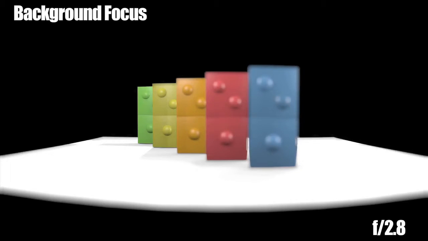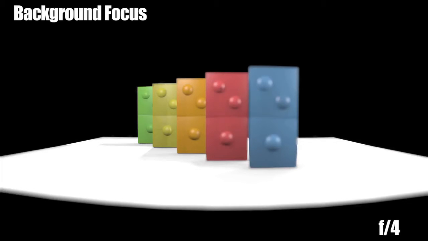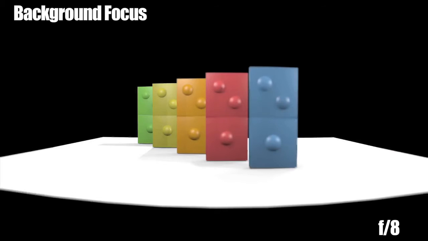If we change the camera's focus now to the green domino in the background of the scene, we can see that the foreground blur and defocus slowly starts to change and sharpen up as we increase the size of the f-stop.